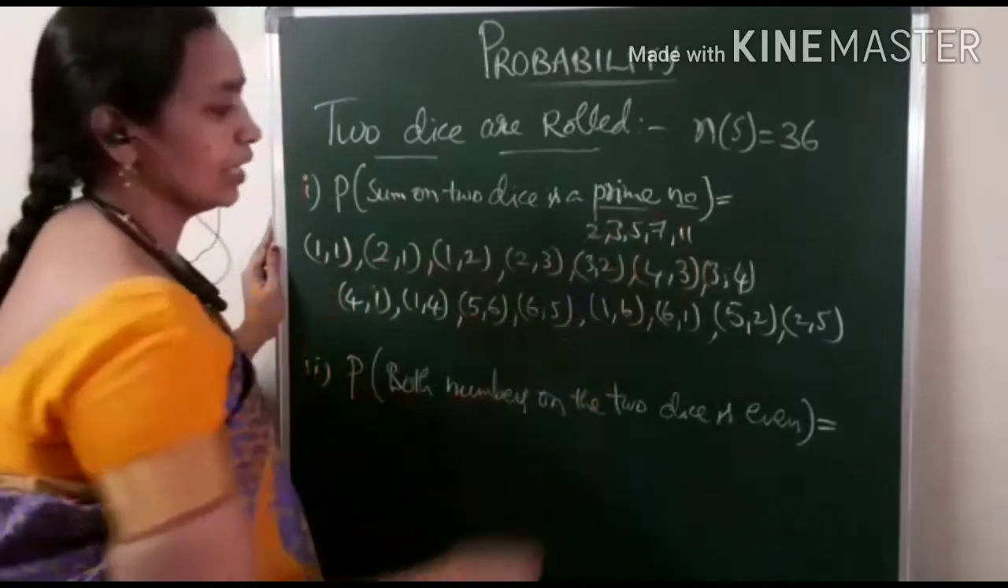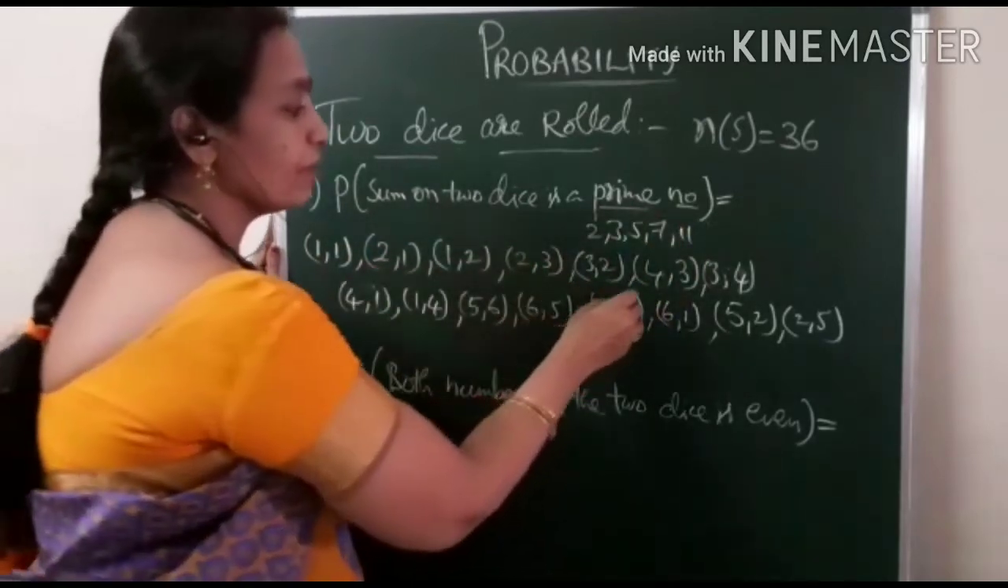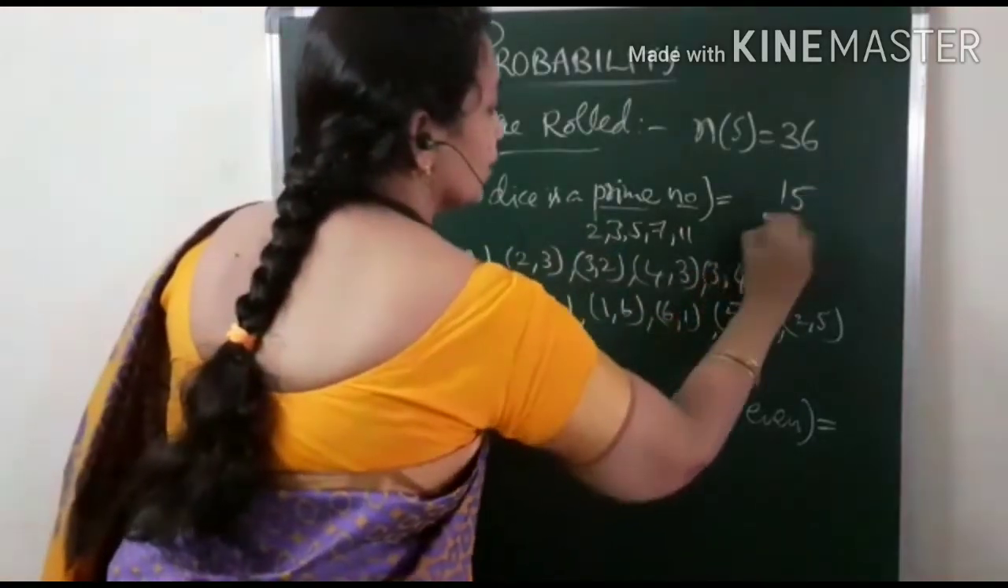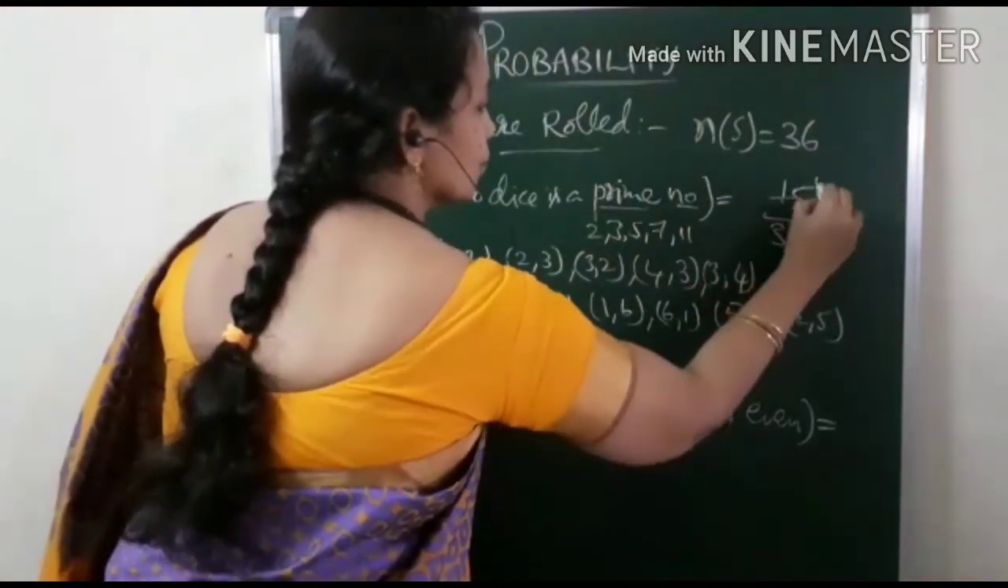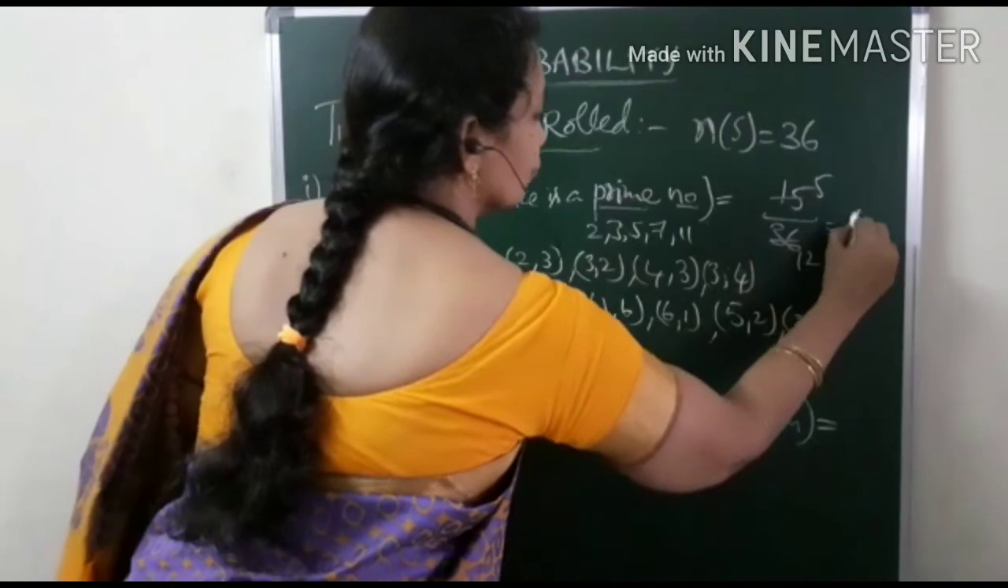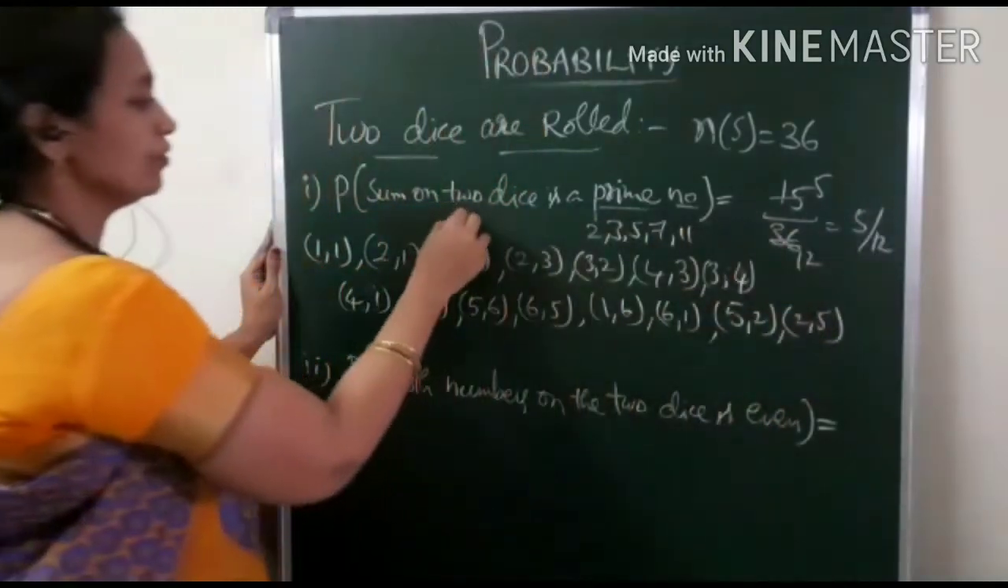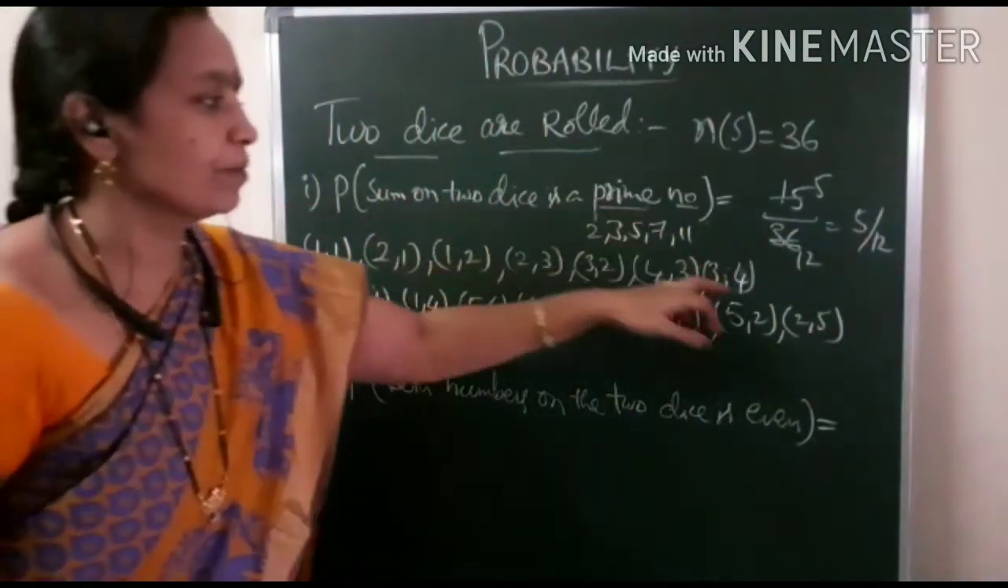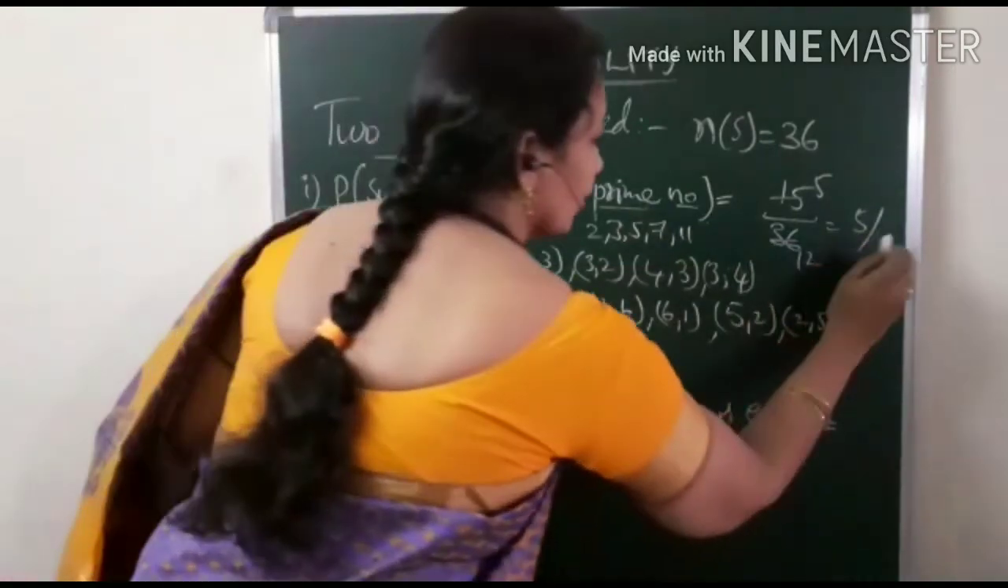So these numbers you will get. The favorable outcomes are 15 and the total outcomes is 36. So 3 fives and 3 twelves, 5 by 12. The probability of getting a sum on two dice that is a prime number is 5 by 12.